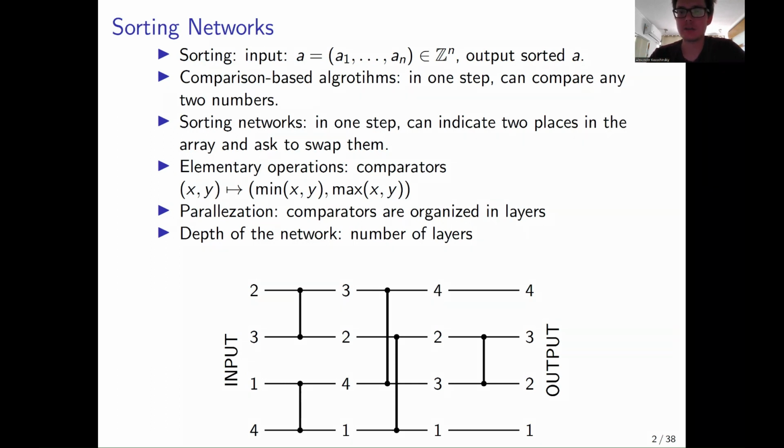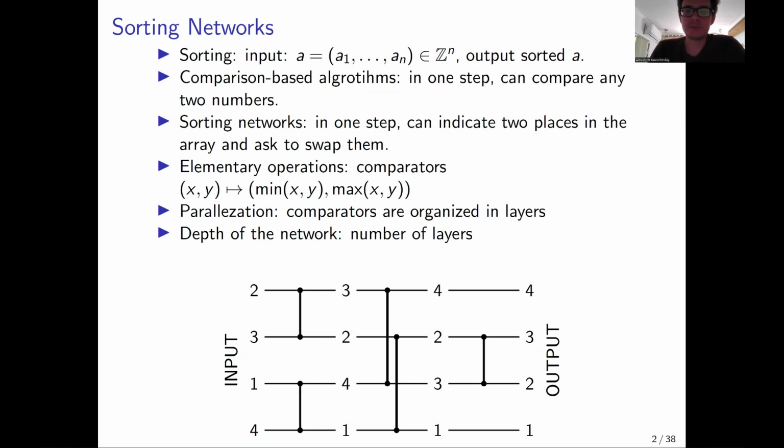And still, in the end, this sequence of pairs of positions, which is a sorting network, should always correctly sort all possible inputs of integers.